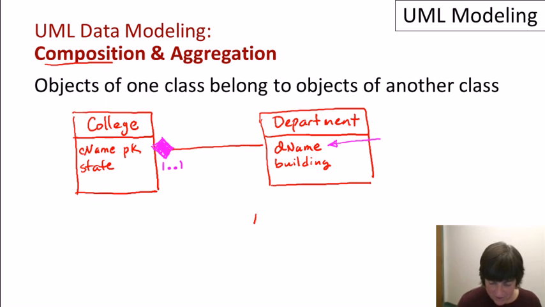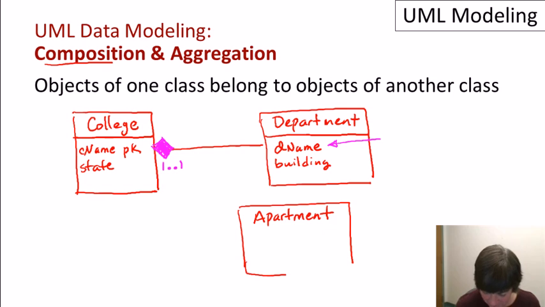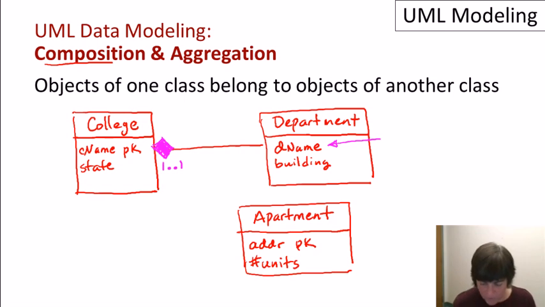Let me give an example of aggregation. This is a slight stretch, but what I'm going to make is a class of apartments, not departments, but apartments. So we're going to imagine that there are apartment buildings represented in our database. Maybe they have an address that's the primary key and something like the number of units. And what we're going to imagine is that some apartment buildings are owned by or associated with a college, but not all of them are. And that's what aggregation does.